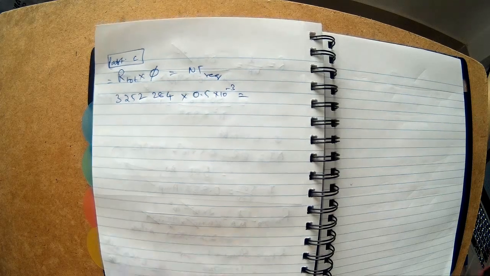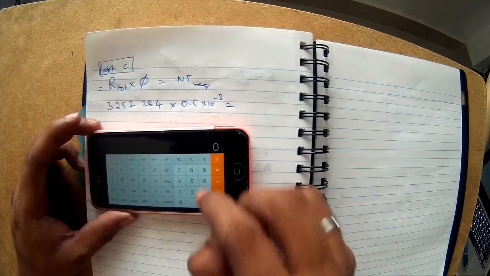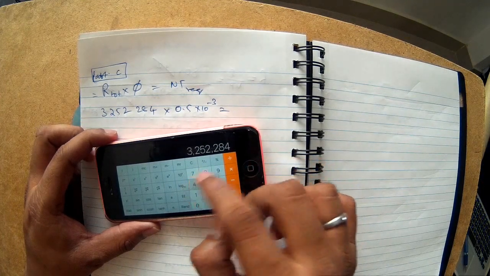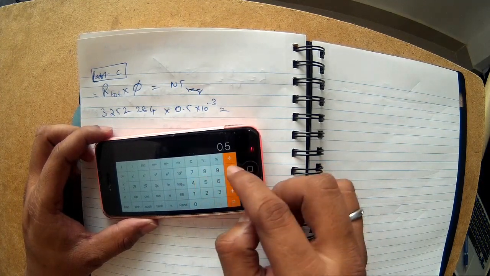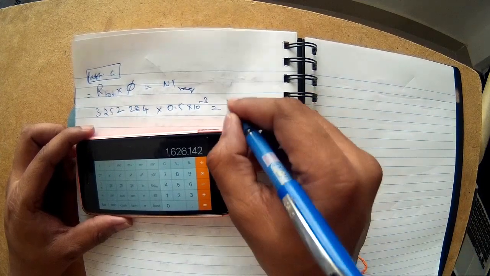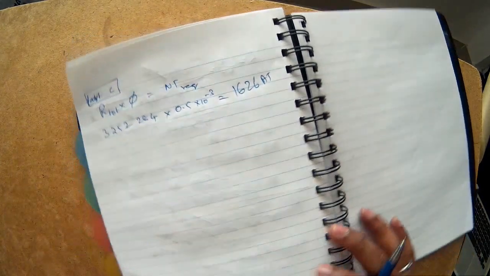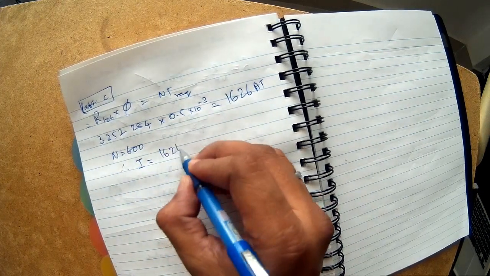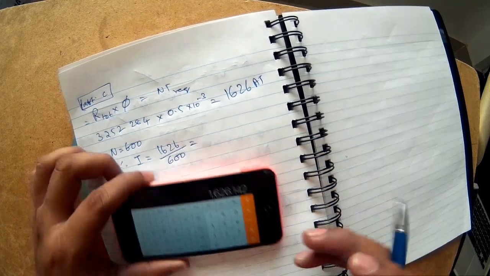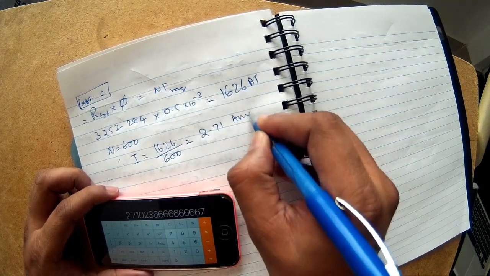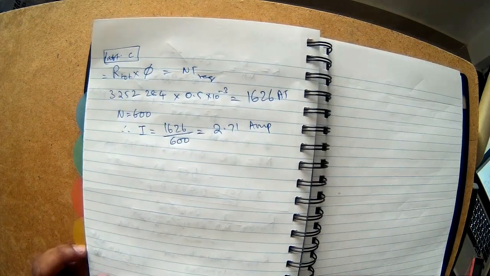So let me calculate that now. Let me just verify that. Yeah, 3252284 multiplied by 0.5 divided by 1000. So I am getting 1626 ampere turns required, and I already know the number of turns is 600. So the new current required is 1626 divided by 600. So I need 2.71 amperes of current. With 2.71 amperes of current I can restore the flux.